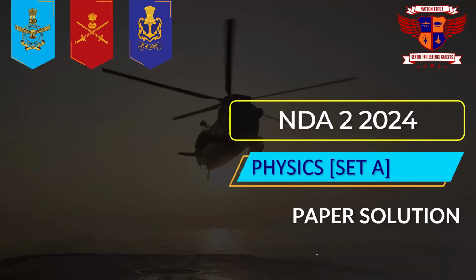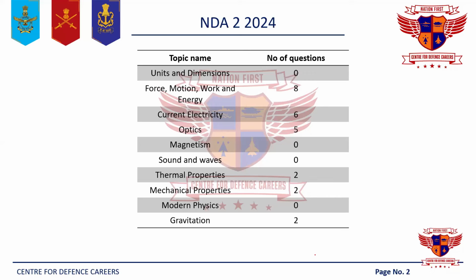Now, before we start solving the paper, let's look at the analysis of the paper. As we had discussed in our class, force, motion, current, electricity, and optics carry the maximum weightage. We had mentioned this again and again in the class that if you study these chapters in depth, then you can score maximum marks. It is evident from this table. Now let's move on to solving the paper.